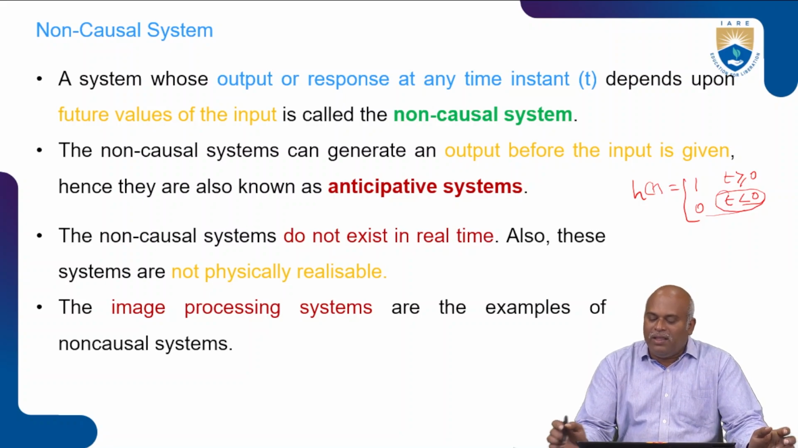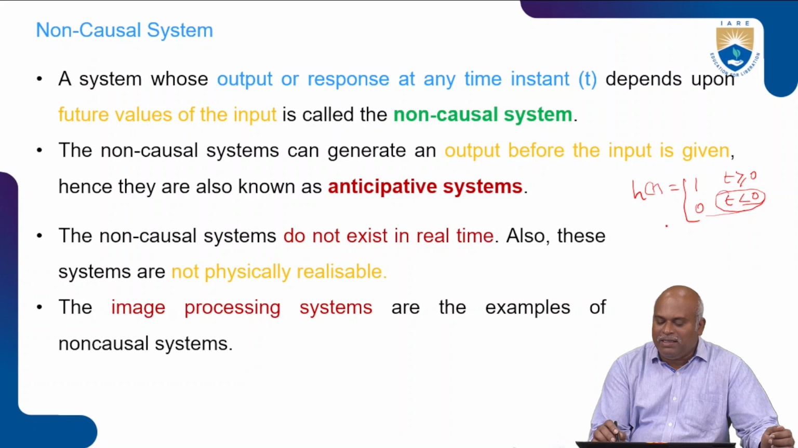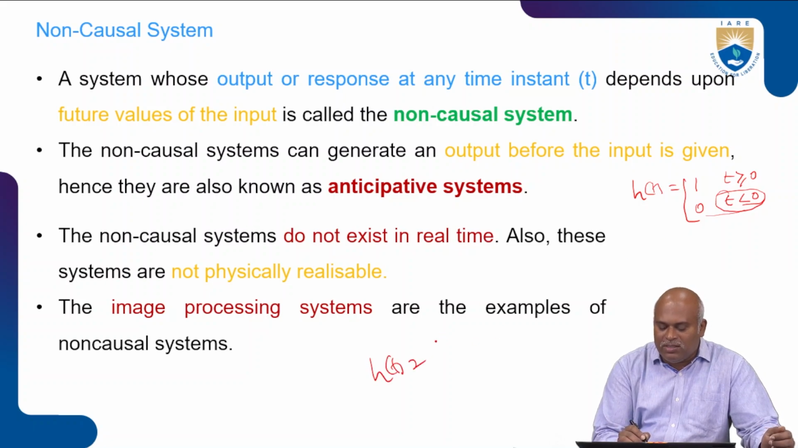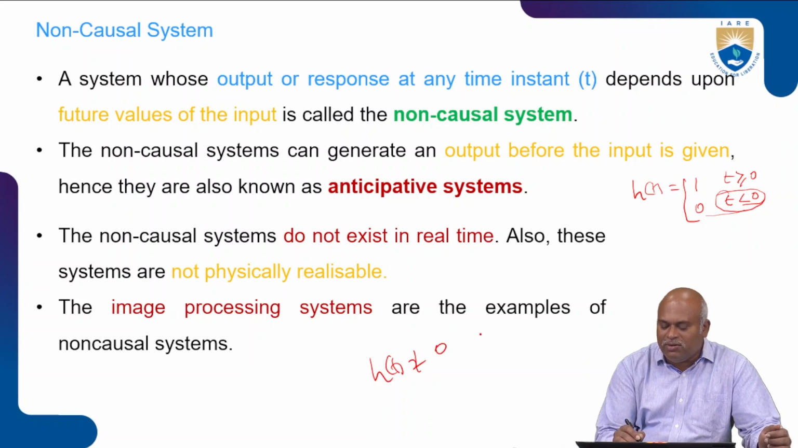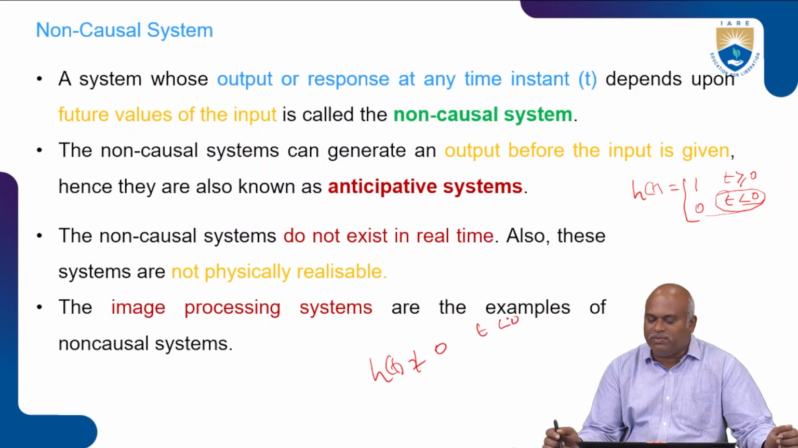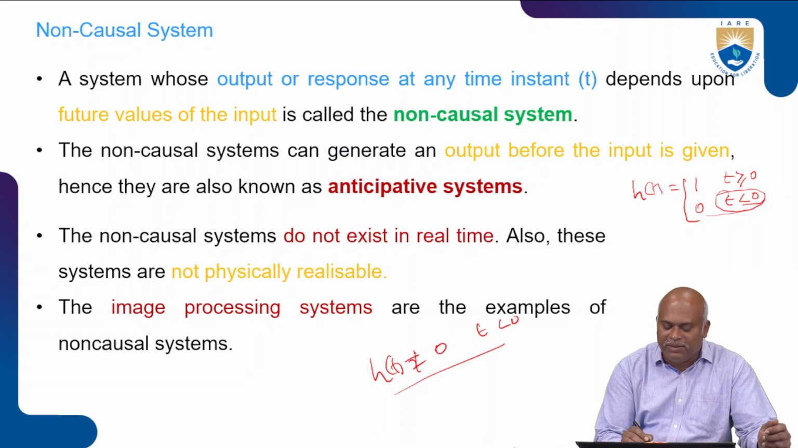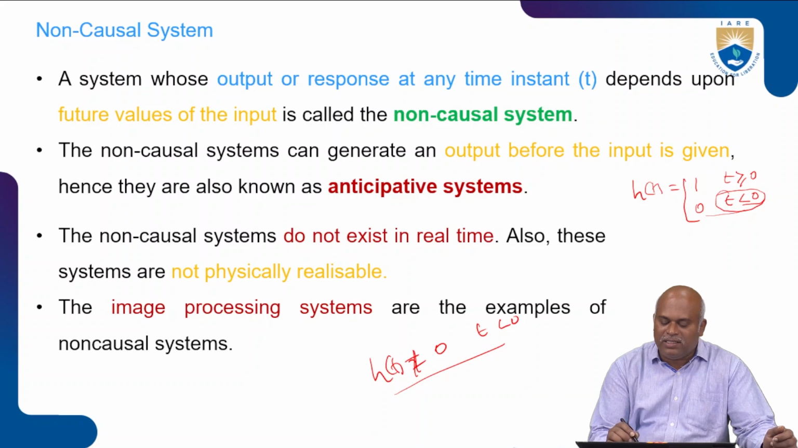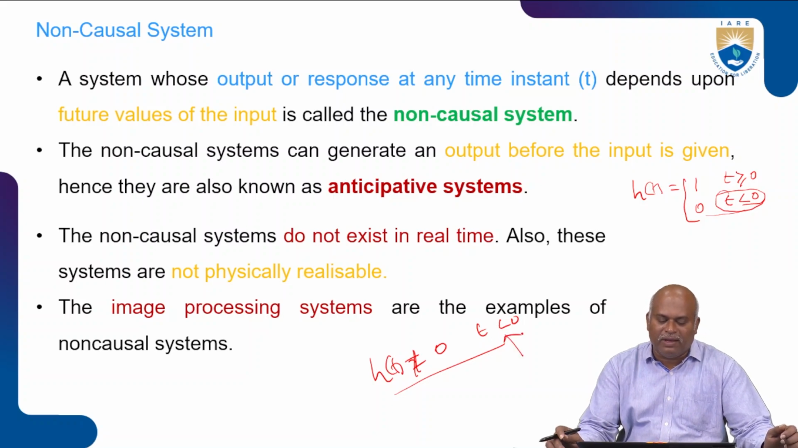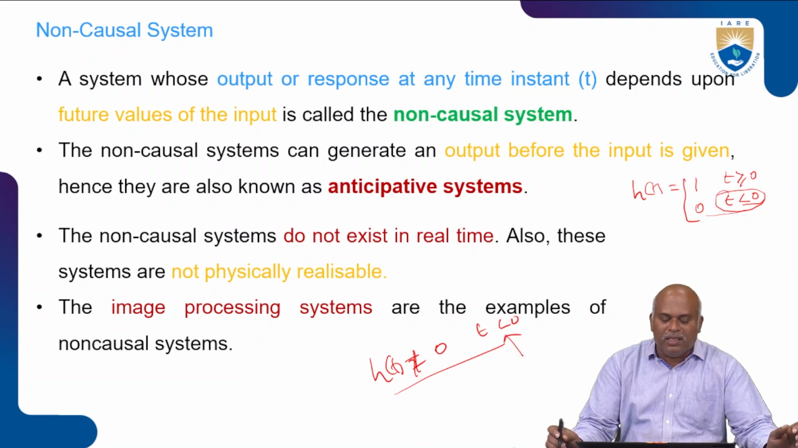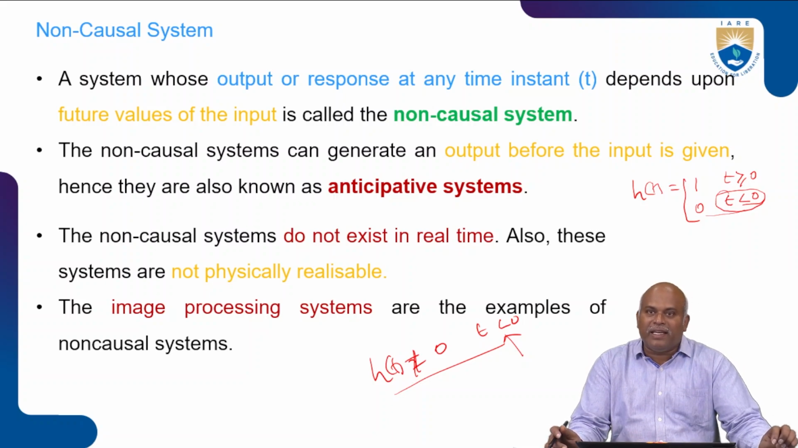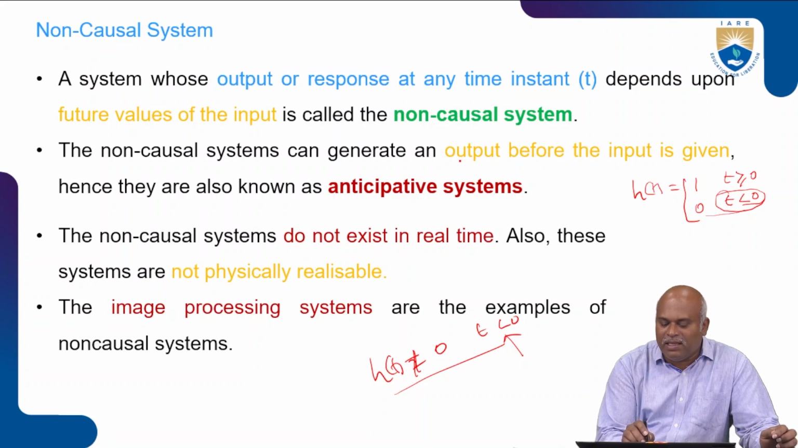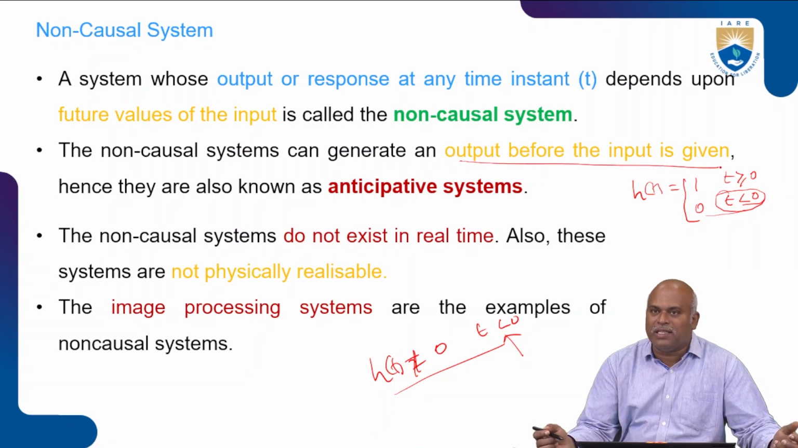Mathematically it is represented as h of t is not equal to 0 when t is less than 0. We may represent this: h of t is not equal to 0 when t is less than 0. This means it depends on future values of input. The non-causal system can generate an output before the input is given.